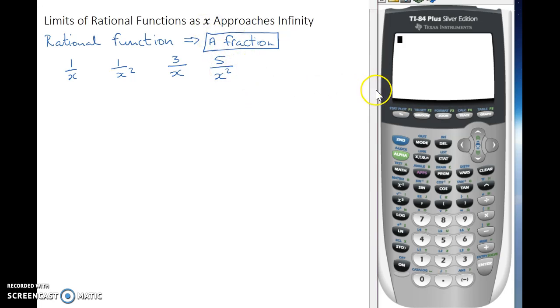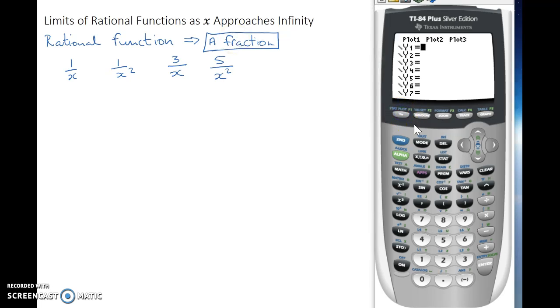So we'll go to our calculator and we'll enter those functions in our calculator. So 1 over x, 1 over x squared, 3 over x we said, and 5 over x squared. Sorry, I entered the wrong number, so let's go back and change that to 5.